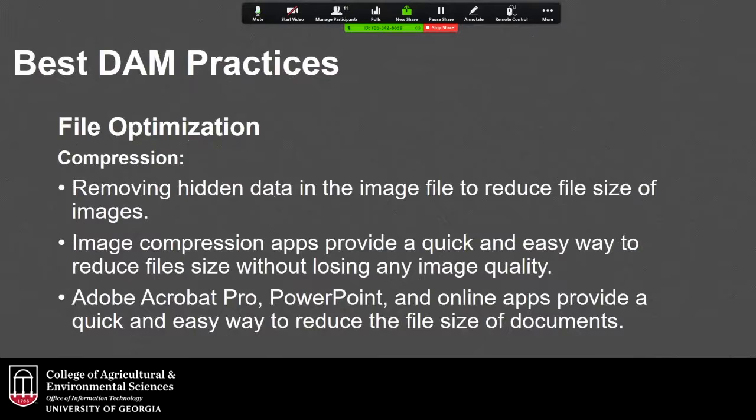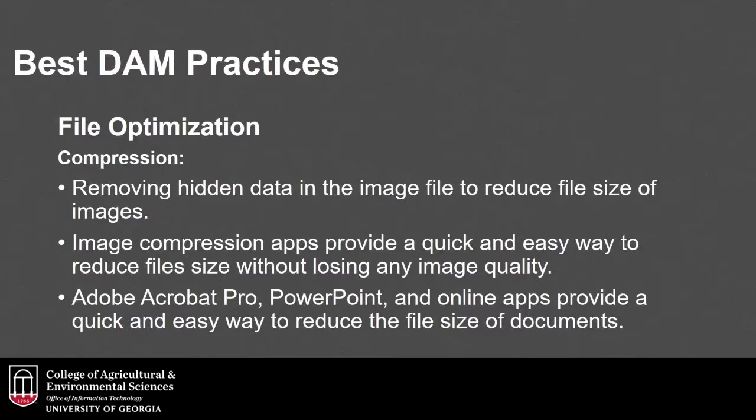File optimization. Besides having everything organized, we also want to have files small and lean so it doesn't take so long for them to load, for you to be able to find them, but also for your users to be able to look at your website, find what they want, and download things quickly. If you remember, compression, especially with images, is removing hidden data in the image file to reduce the file size of images. And image compression apps like Tiny JPG are a quick and easy way to reduce the file size without losing any image quality.